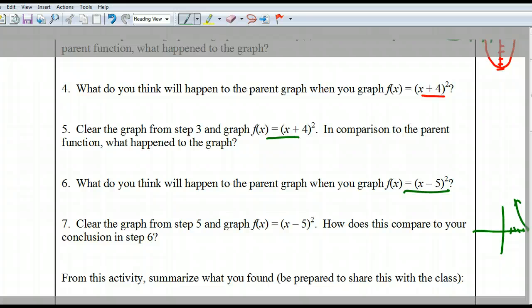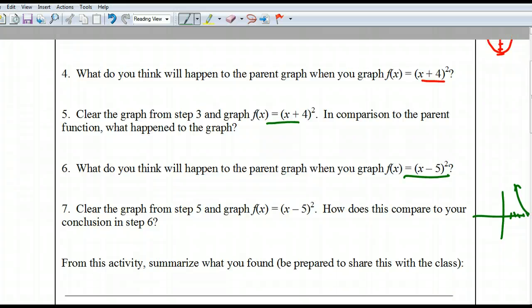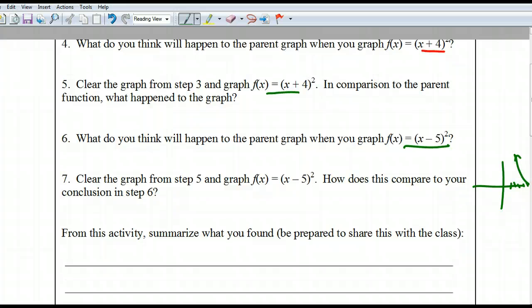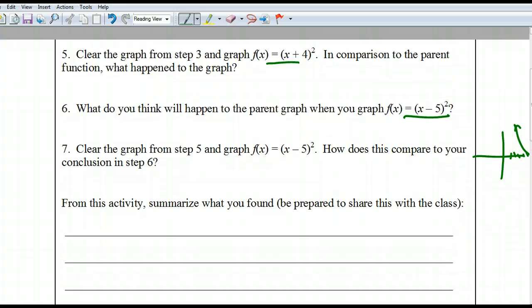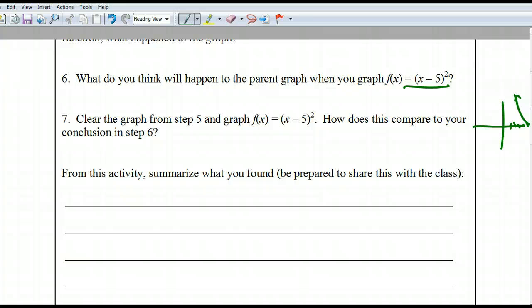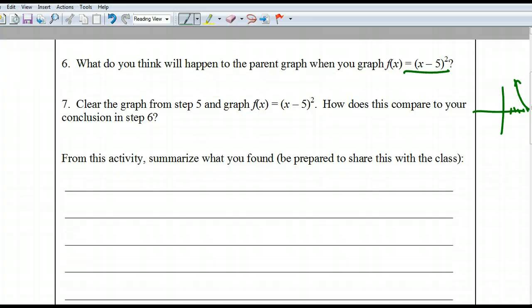Okay. So from this activity, summarize what you found. What did you find? Monet says if you add or subtract, it will move up or down the y-axis. If you square the whole thing, it will move left or right on the positive or negative sign. Okay? So in other words, if you have this, if it's x plus 2 squared, you move which direction?